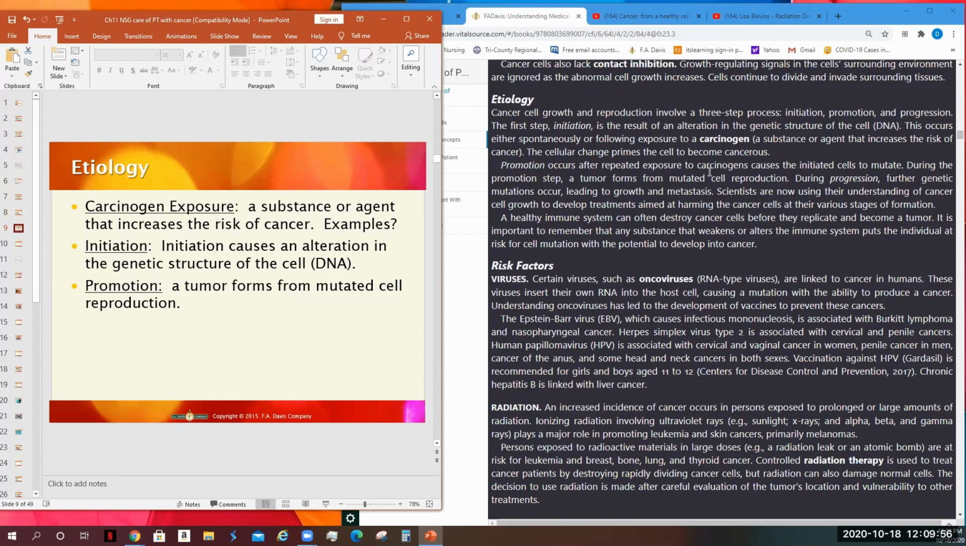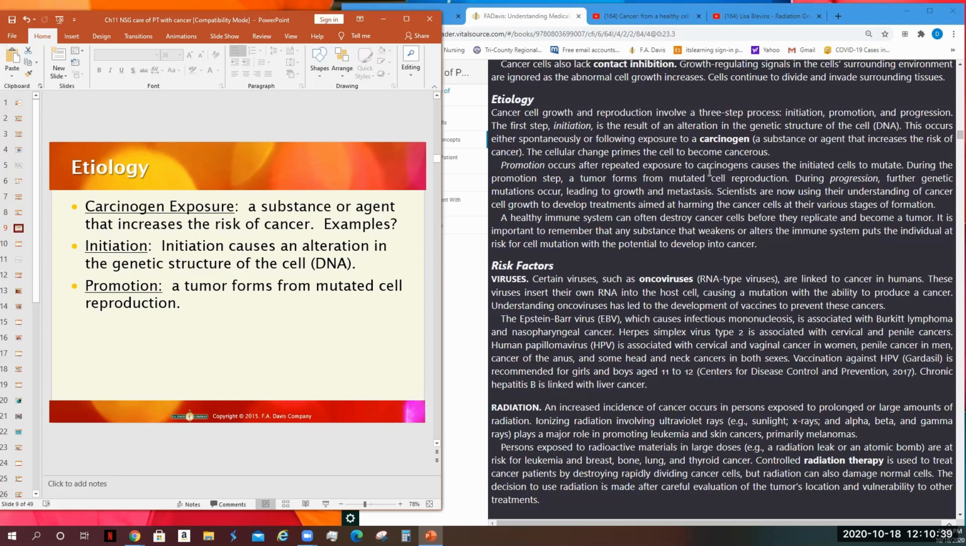This occurs either spontaneously or following exposure to a carcinogen, which is a substance or agent that increases the risk of cancer. The cellular change primes the cell to become cancerous. Promotion occurs after repeated exposure to carcinogens causes the initiated cells to mutate. During the promotion step, a tumor forms from mutated cell reproduction. During progression, further genetic mutations occur, leading to growth and metastasis.